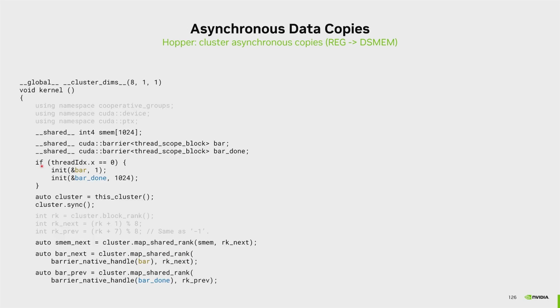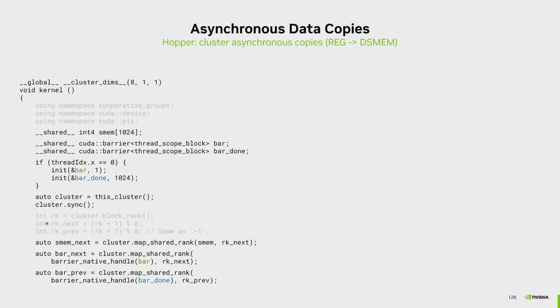So let's take a look at the code. Here, non-important parts of the code are grayed out. As I said, we need 2 barriers. One is called bar, another bar done, in shared memory. First we initialize the barriers. And you'll see later why I initialize one barrier with an arrival count of 1 and the other barrier with an arrival count equal to the number of threads. Now, since we are dealing with a cluster-level thing, we have to synchronize the cluster.